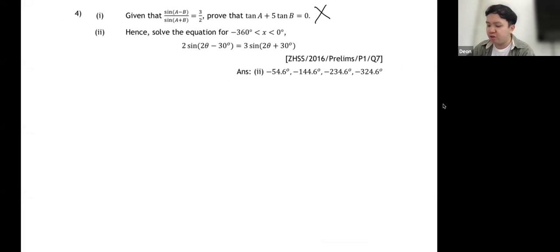2 sine, and 3 sine, okay? Do I have the answer sheet for this? I can write out for y'all and upload. Can? But give me a while, because I also got other classes to teach, okay?